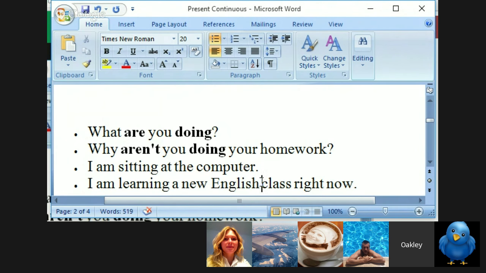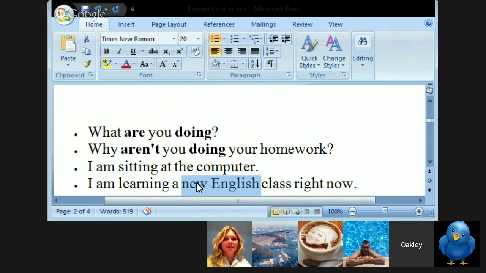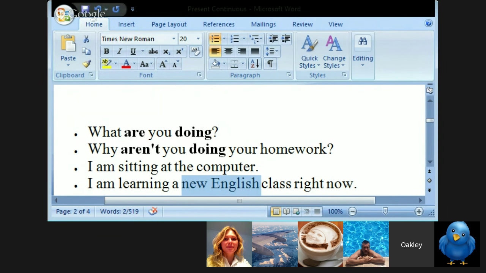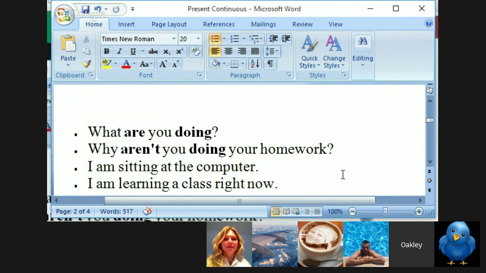If I was to get rid of the adjectives here, new, English, I'm learning a class. You can't learn a class. You can learn how to sew. You can learn a language. You can learn, but you can't learn a class. A class is a physical thing. That's like learning a pencil. That doesn't make sense. All right.